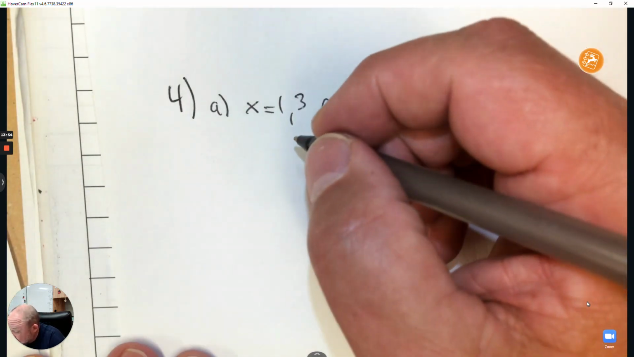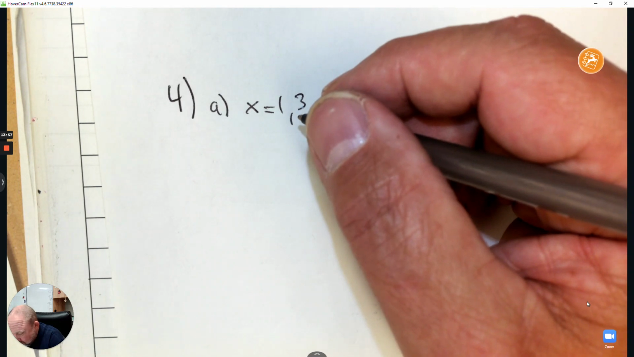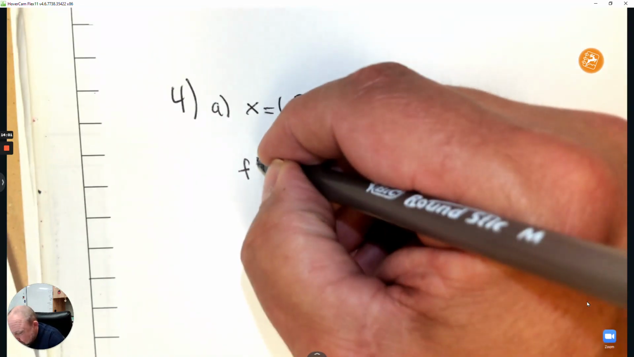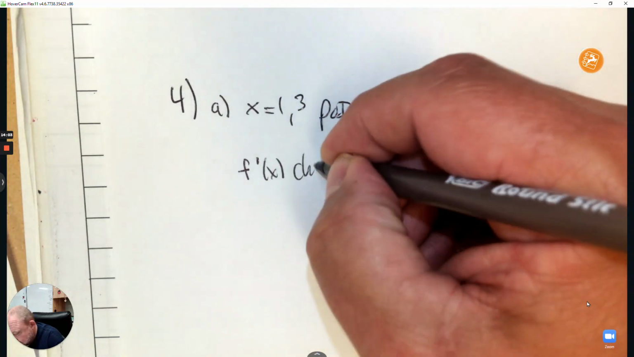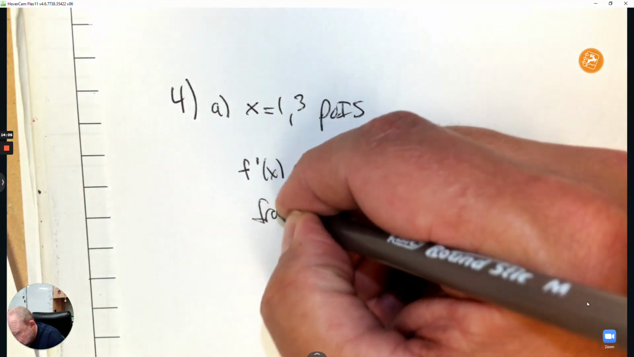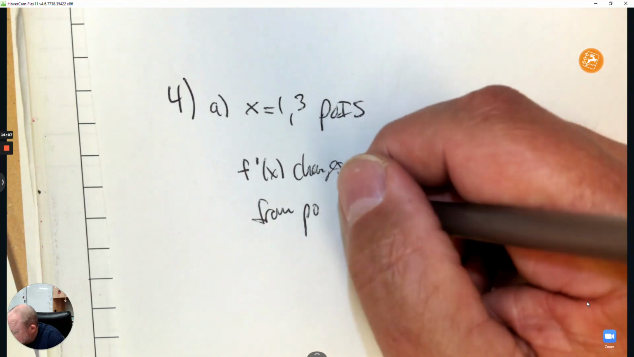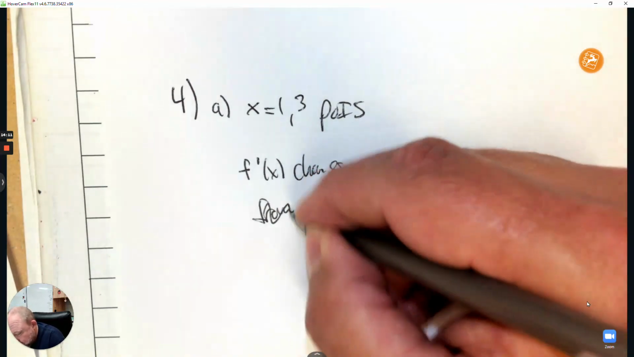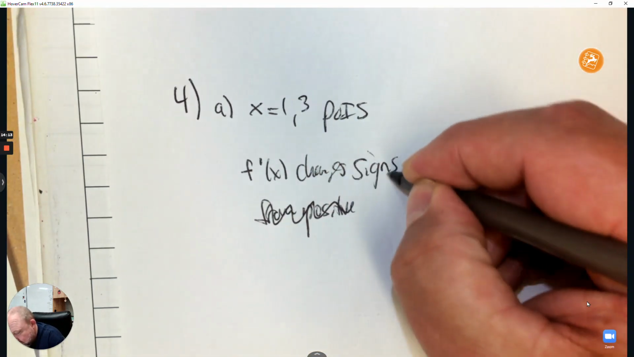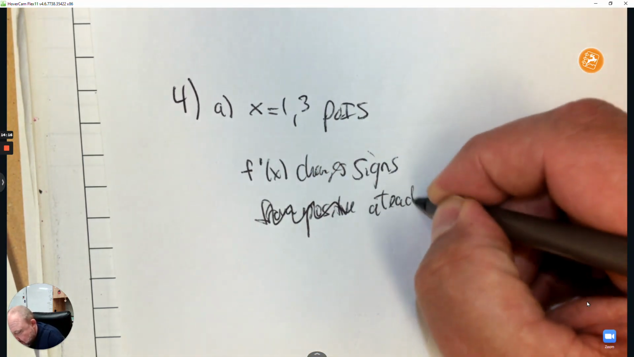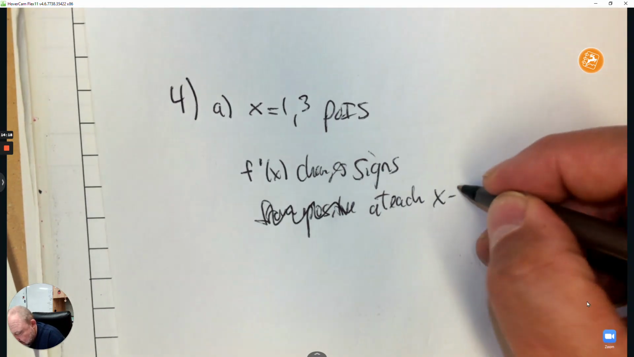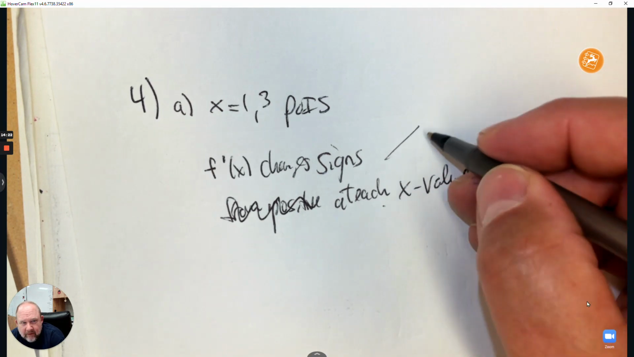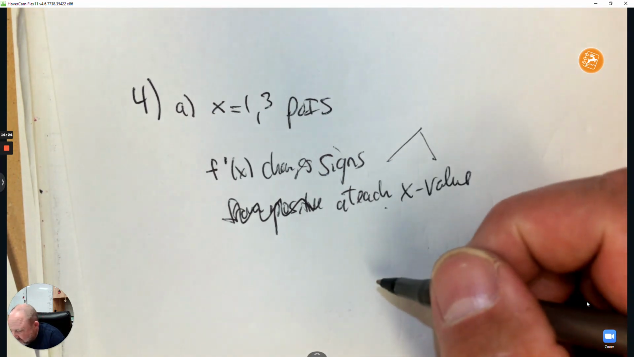And then you write down, why did you say that? So it changes sign, it goes from increasing to decreasing, and understanding the connection there.